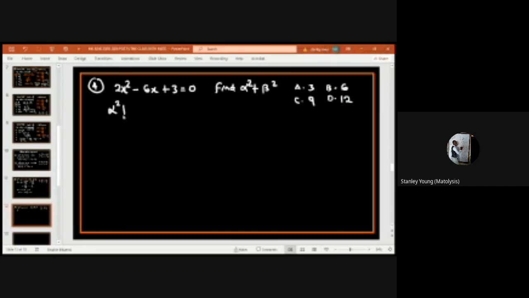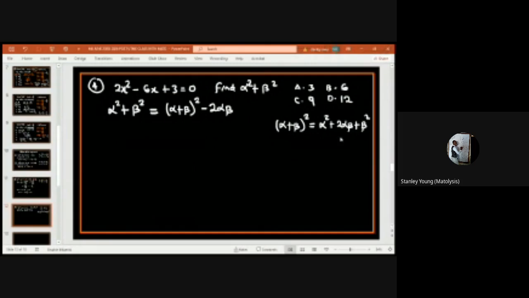Again, this is alpha squared plus beta squared. Being alpha squared plus beta squared, you have to rewrite this expression. Let me first give you the expression you are expected to use. This expression is the same as alpha plus beta all squared minus 2 alpha beta. How did we get this? This is from the conventional square of the sum of two expressions. If I give you alpha plus beta all squared and ask you to expand this, this is alpha squared plus 2 alpha beta plus beta squared.